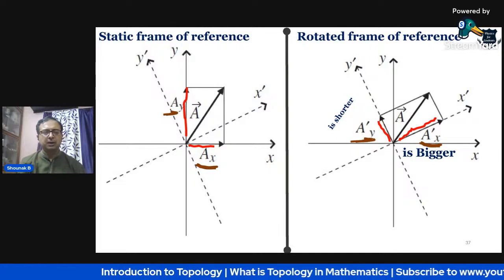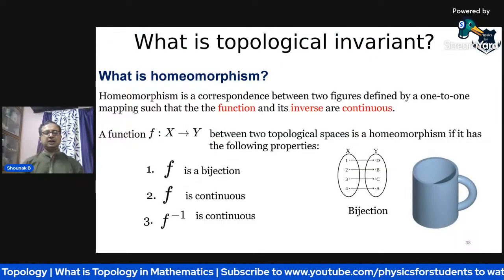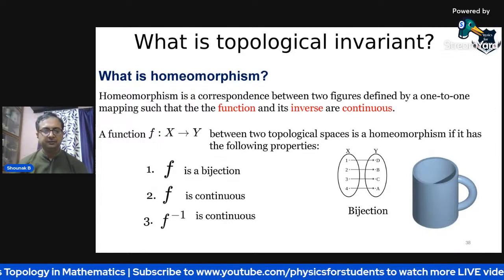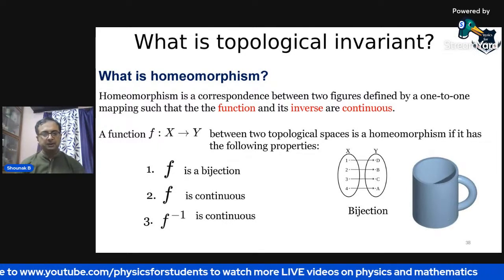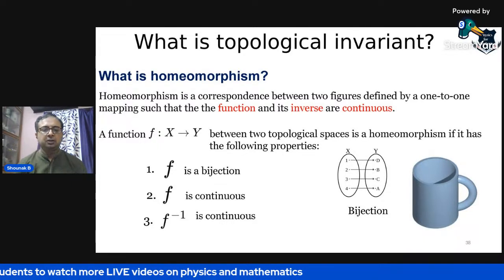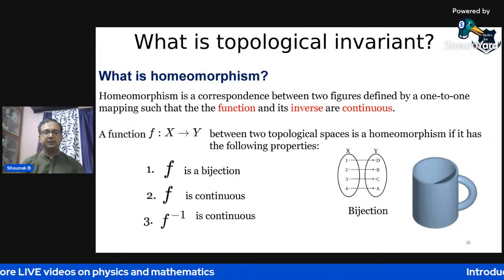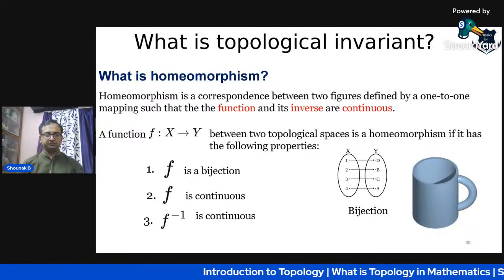Even if you rotate, one becomes bigger and smaller, yet the vector remains the same. So here is an understanding of what is a topological invariant. I will explain what homeomorphism is later, but for the time being, let us understand that homeomorphism is a correspondence between two figures defined by a one-to-one mapping, where the function and its inverse are continuous.